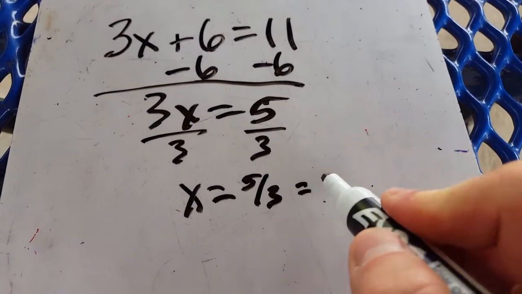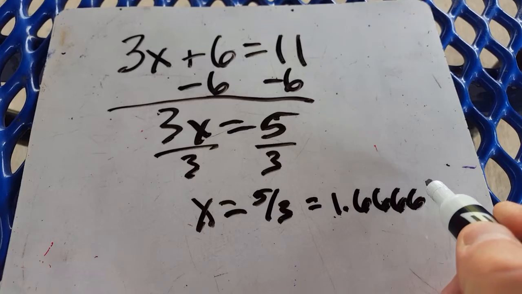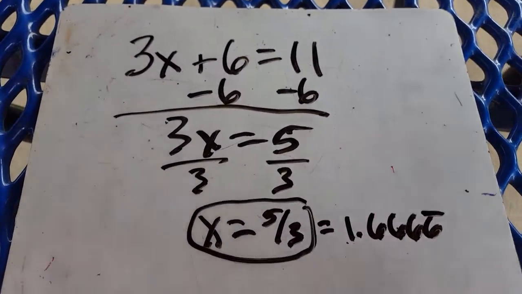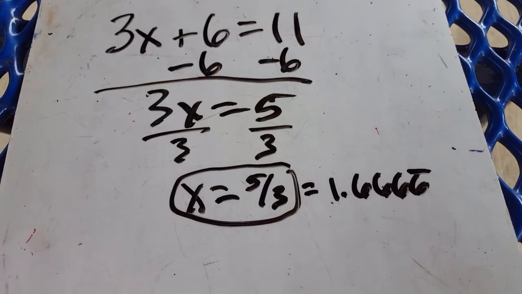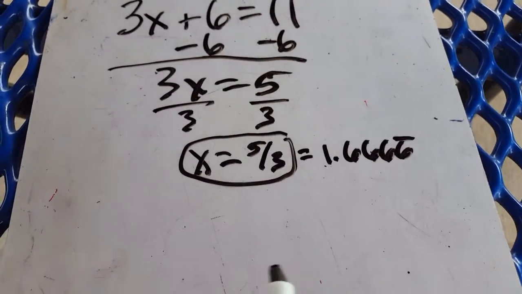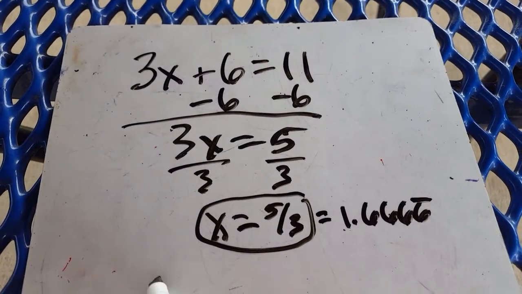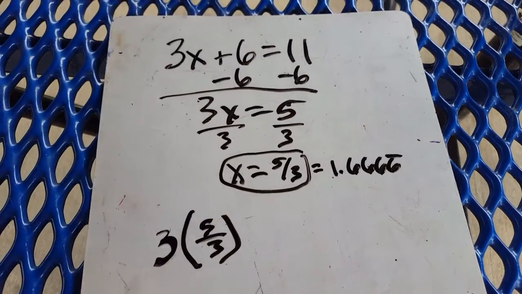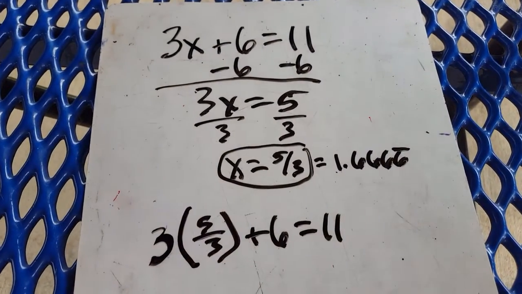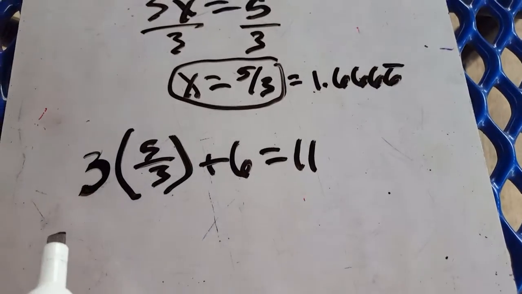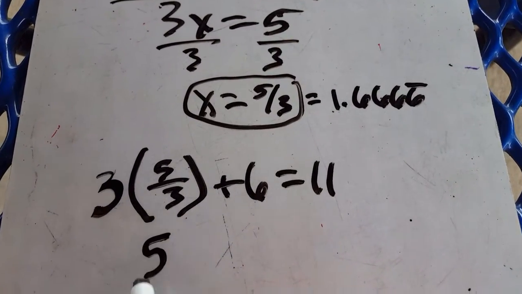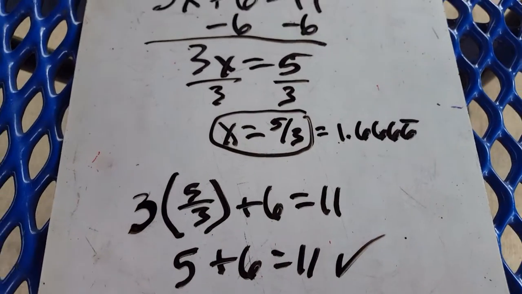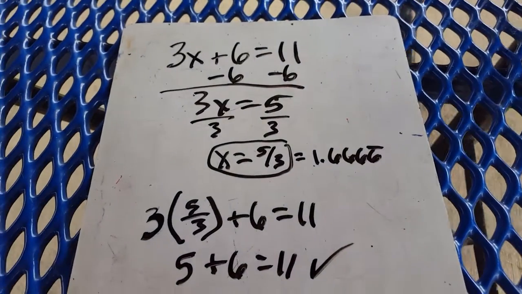Or if you really like decimals, it would be 1.6666 repeating forever. Okay, so there's our answer. And remember, if you're not sure, or really all the time, you should check these to make sure they're correct. So if I want to check it, I'm going to take my original equation and replace the x with 5/3. So 3x plus 6. If we did it correctly, we should get 11. So let's see. 3 times 5/3 is just 5. Does 5 plus 6 equal 11? Yes, it does. So that was kind of all there was to these, okay?